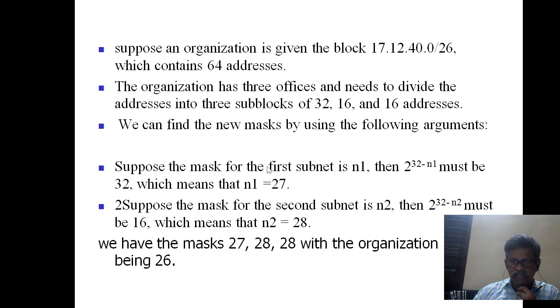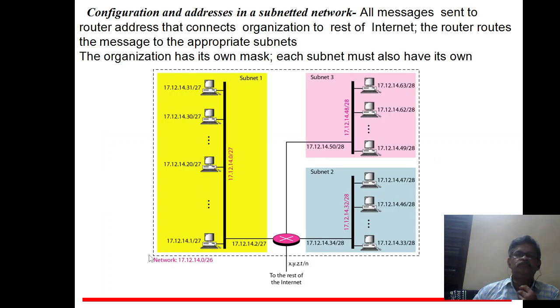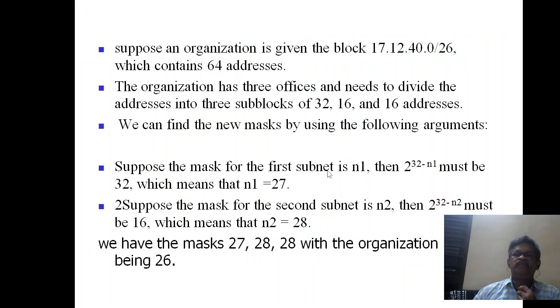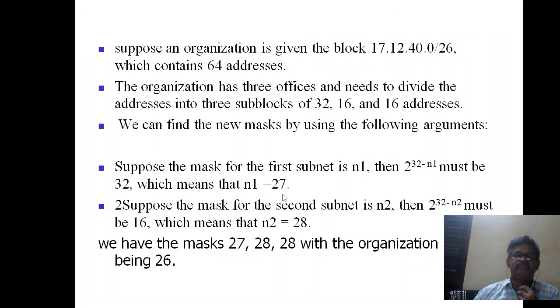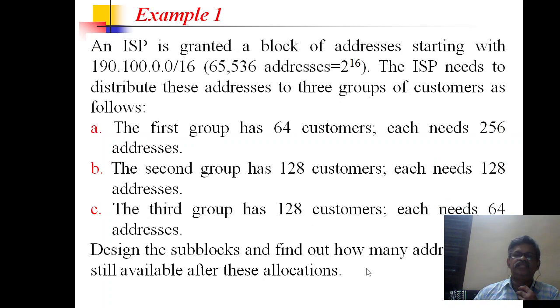Suppose the mask for the first subnet is N1. So this is the first subnet. Then 32 minus N1 must give 32 addresses. How do we fix N1? N1 is 27. What we just saw logically is that we need 32 addresses, which means 5 bits. So 2 raised to that 5, 32 minus that 5, gives 27 as the mask here. And for the second group of 16, the mask is 28, and again for the other 16, 28.